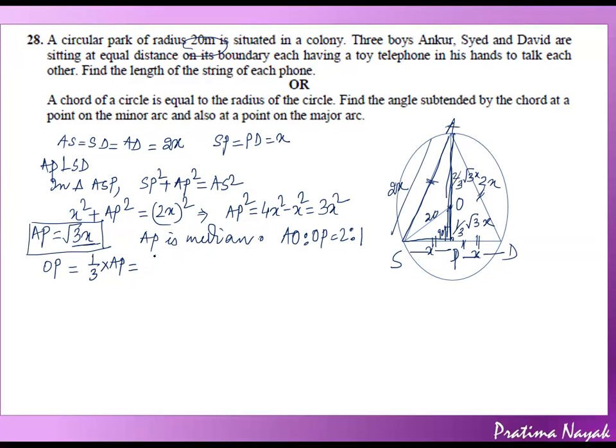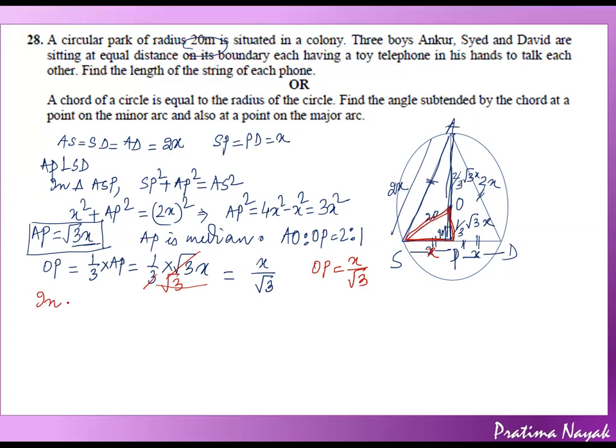So it will be 1 by 3 multiplies AP is equal to root 3x. Or if we simplify, it will be x by root 3. Now I'll come to triangle OSP. This I have taken as x, and I found OP as x by root 3. From this calculation, root 3 is cancelled, and OS is equal to 20.